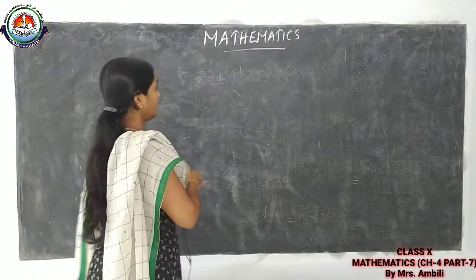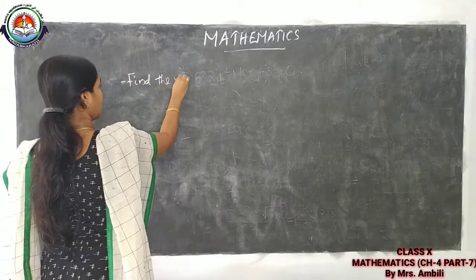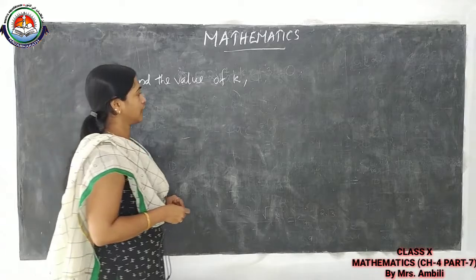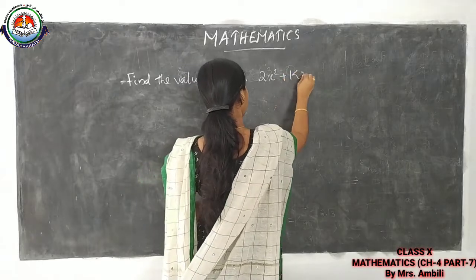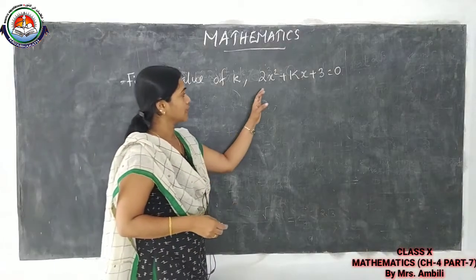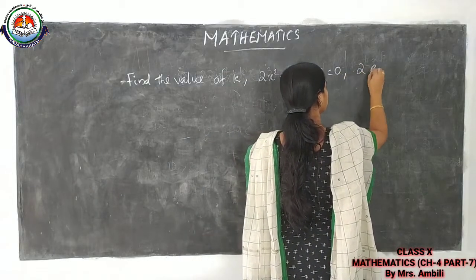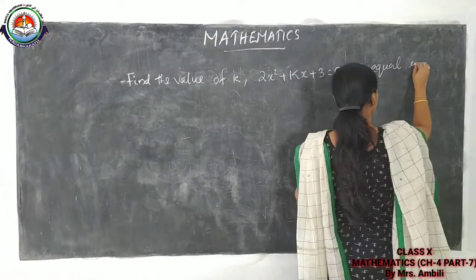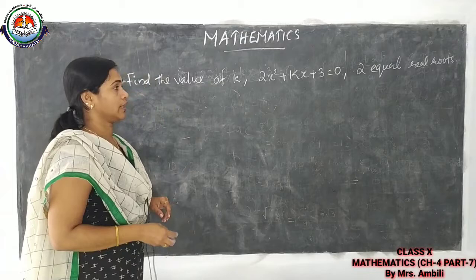Write one question. Find the value of k for the given equation 2x square plus kx plus 3 equal to 0, so that they have two equal real roots.